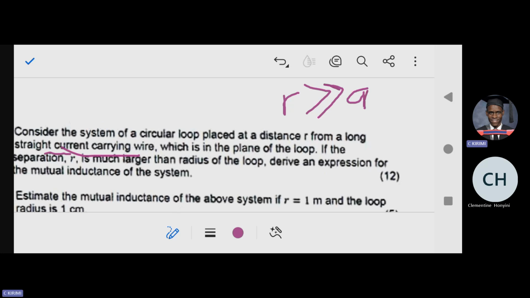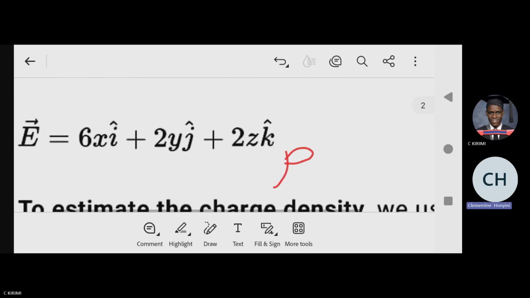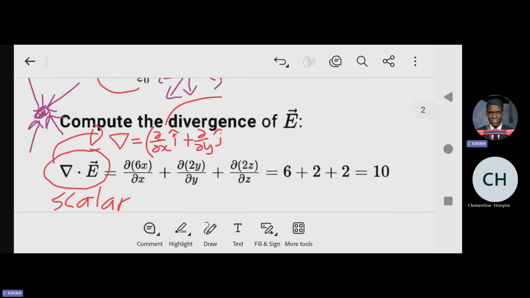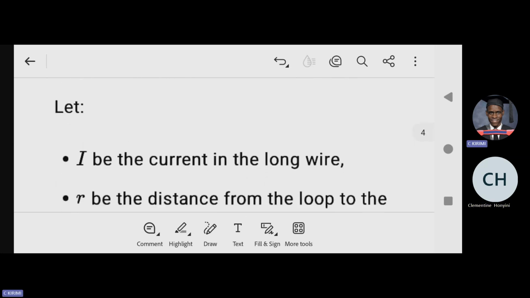By saying much larger, we are indicating that r is greater than a, which means more. So a stands for the radius of the loop, and r is the separation. Okay, so let's continue with the problem.